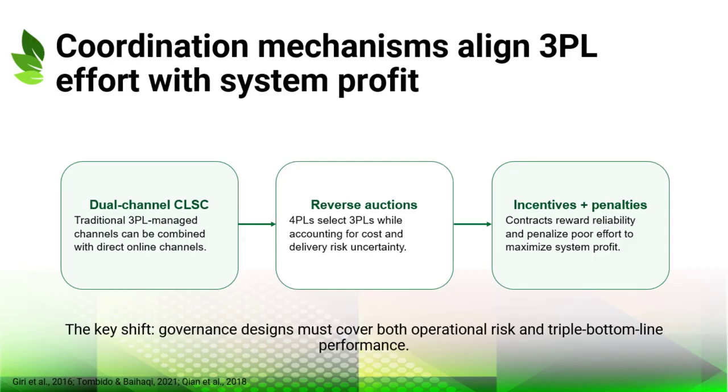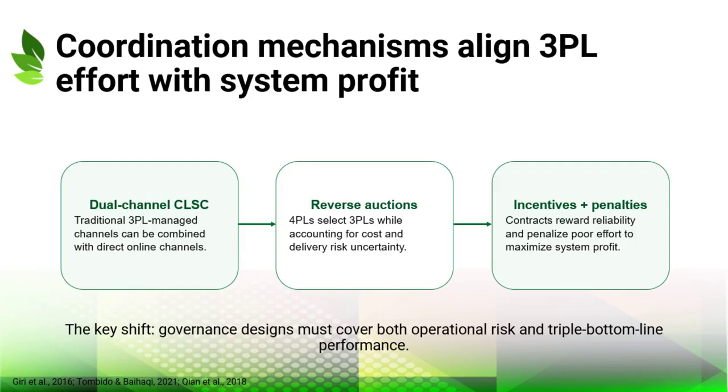Coordination mechanisms are needed because 3PL effort, reliability, and risk strongly affect total system profit. In dual-channel closed-loop supply chains, some returns may flow through traditional 3PL managed channels while others move through direct online channels. This creates pricing and collection decisions that depend on who leads the channel and how incentives are shared.